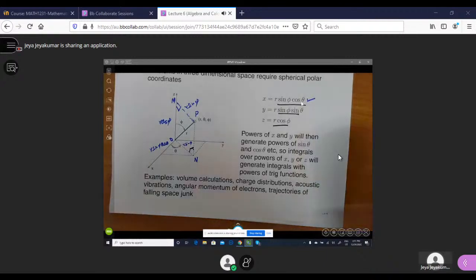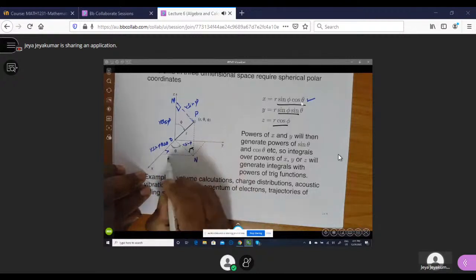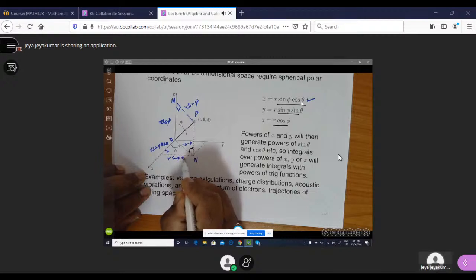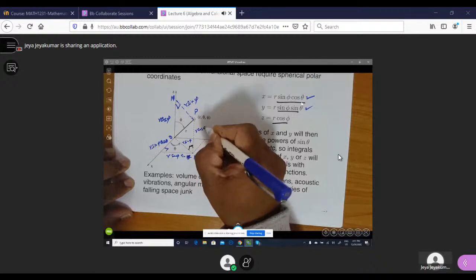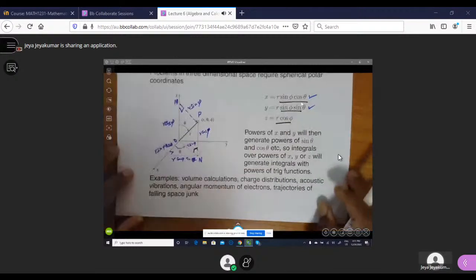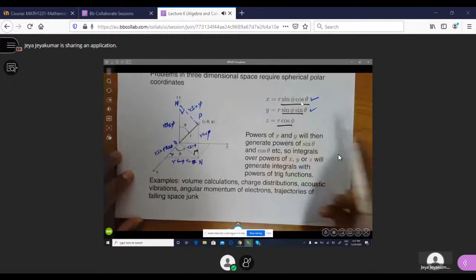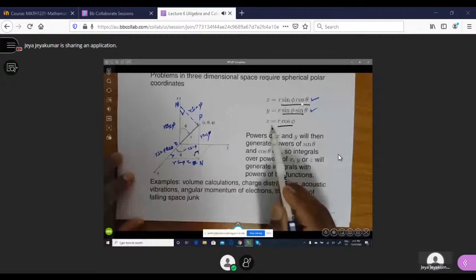Okay, similarly, this one from this triangle, so this is perpendicular, so that gives you r sine phi sine theta here. Okay, that is your y coordinate. And the height z is r cosine phi here. So that's how the polar coordinate system and the Cartesian coordinate systems are related. x equals r sine phi cosine theta, y equals r sine phi sine theta, and z equals r cosine phi.